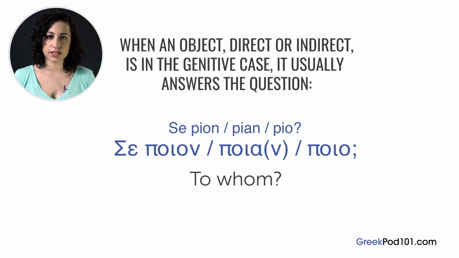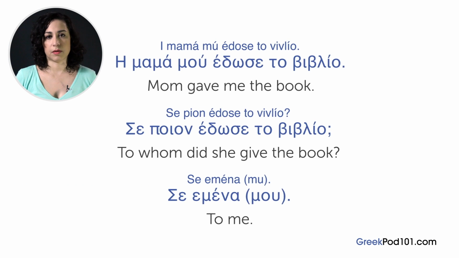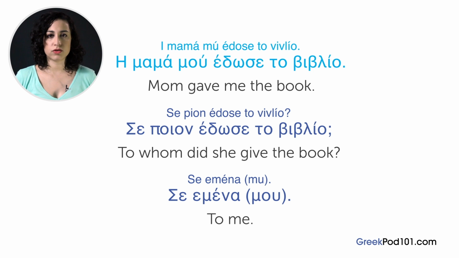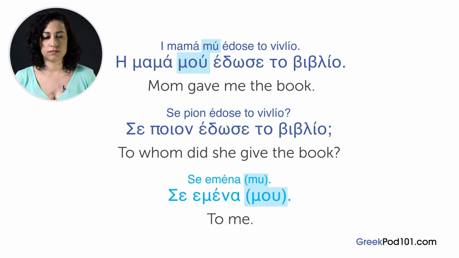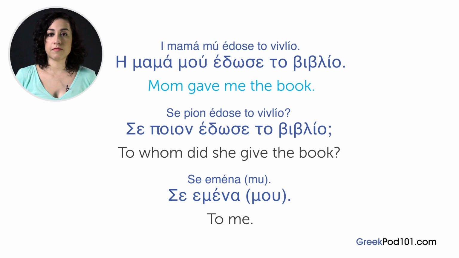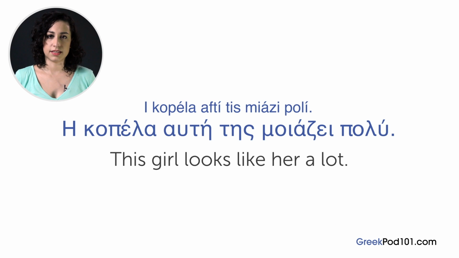Now, when an object, direct or indirect, is in the genitive case, it usually answers the question σε ποιον, ποιαν, ποιο, to whom, when we refer to the action of the verb. For example, η μαμά μου έδωσε το βιβλίο. Σε ποιον έδωσε το βιβλίο? Σε μένα, μου. Mom gave me the book. To whom did she give the book? To me. Here are some sample sentences with the genitive case as an object.